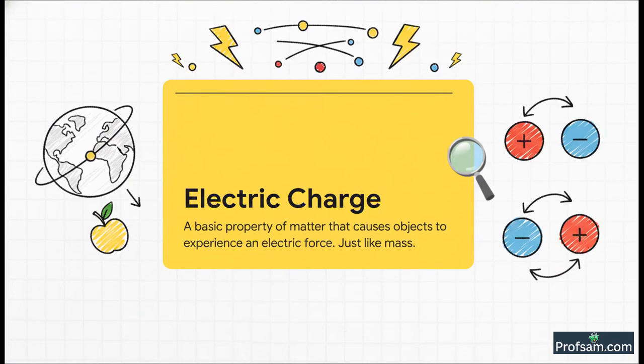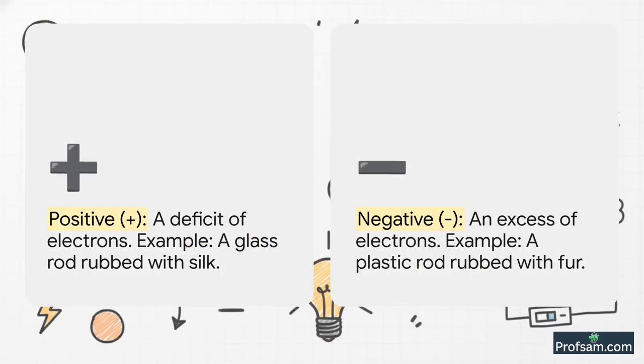Let's think about mass for a moment. You know mass, right? It's a basic fundamental property of matter. It's because of mass that there's a gravitational force. Well, electric charge is exactly like that. It's another fundamental, or you could say intrinsic property of matter. But instead of causing a gravitational force, charge is what causes an electric force between objects. It's just a core property, just like mass. As simple as that.